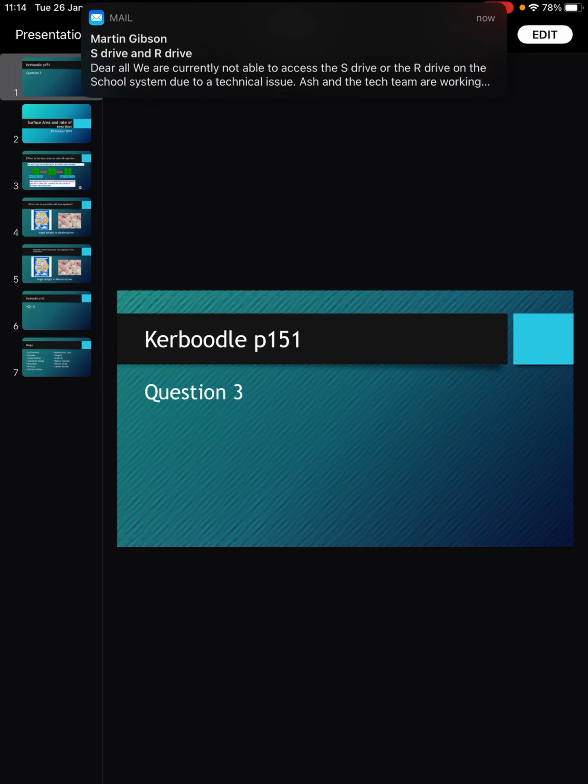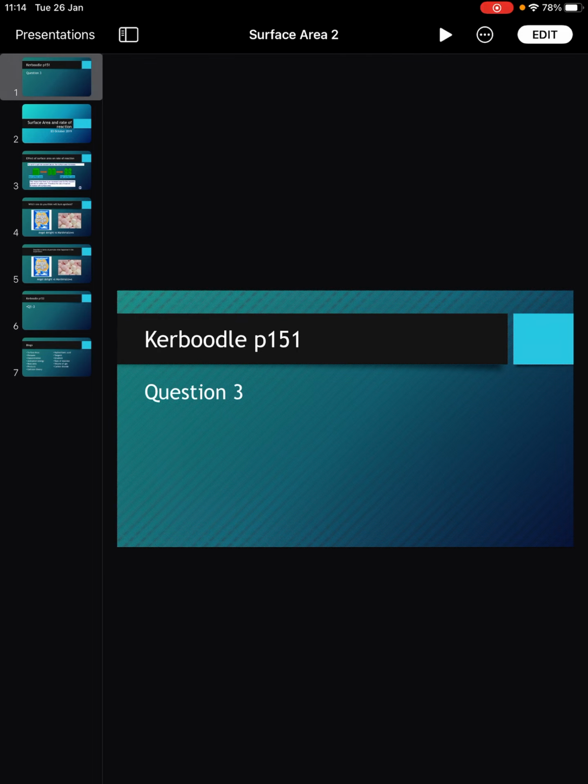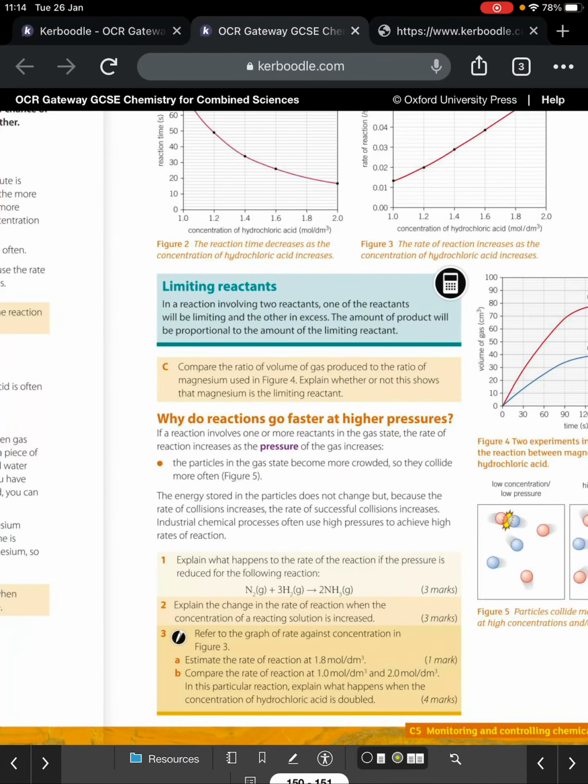So first thing I would like you to do please is go to page 151 in your Caboodle book and look at question 3. Now you may have done this last lesson, it was an extension task at the end of the lesson, but I really want everyone to have had a go at it. So if you did do it last lesson, fantastic, you don't need to do it again. But if you didn't do it last lesson, go to page 151, look at question 3, and then we're going to go through the answers on here.